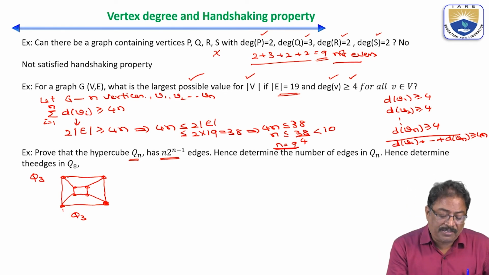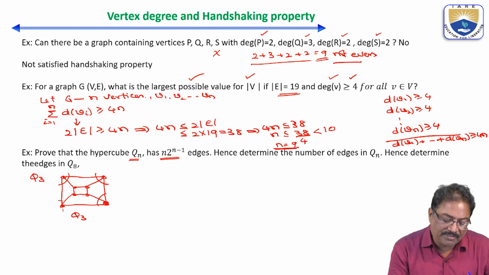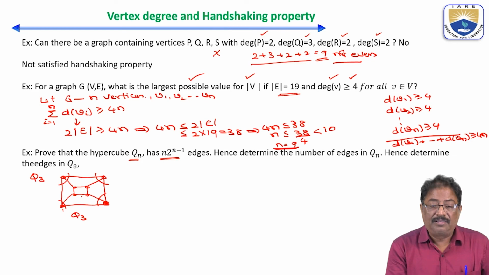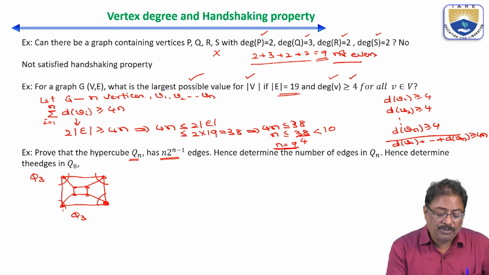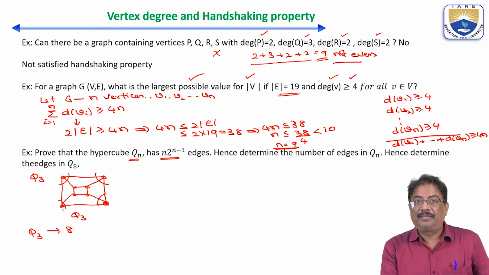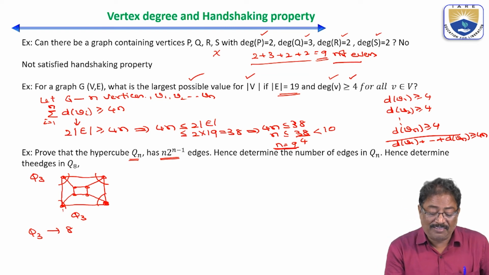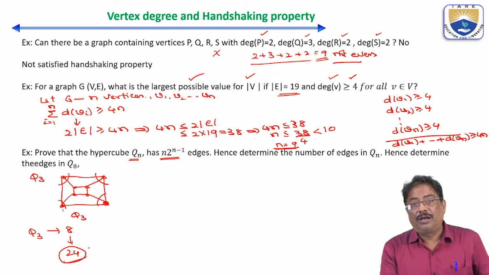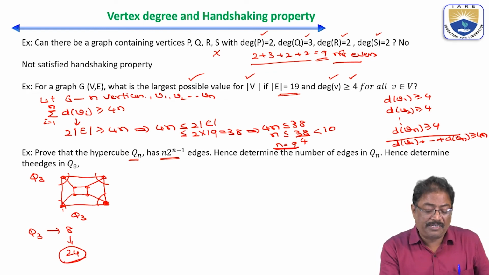Now here observe that each and every vertex has degree 3. How many vertices are there? 4 and 4, so it is 8 vertices. Each and every vertex degree is 3. So the sum of the degrees of the vertices is nothing but 24. Okay, leave it. Now we are concentrating on this.